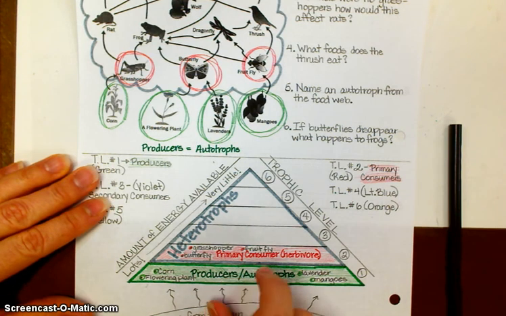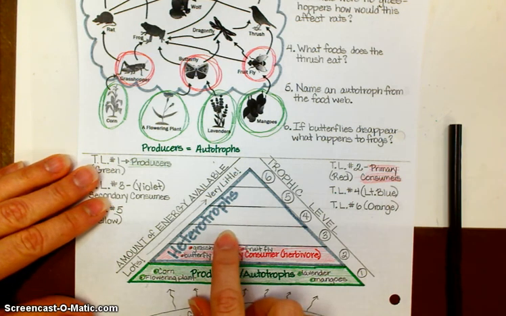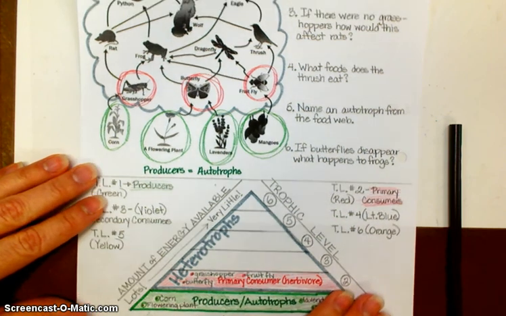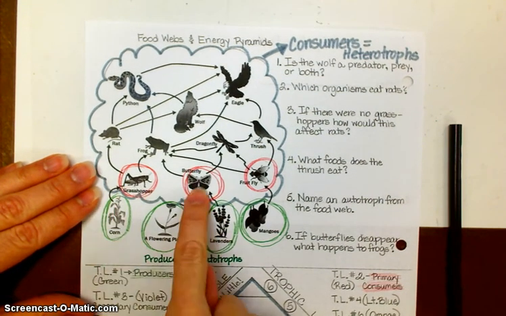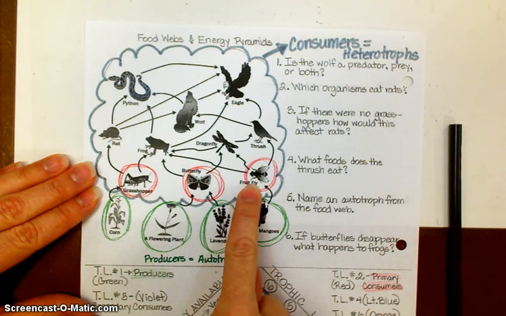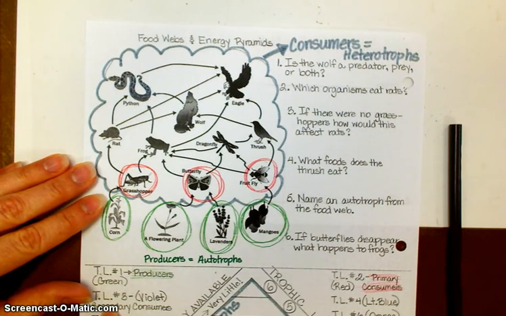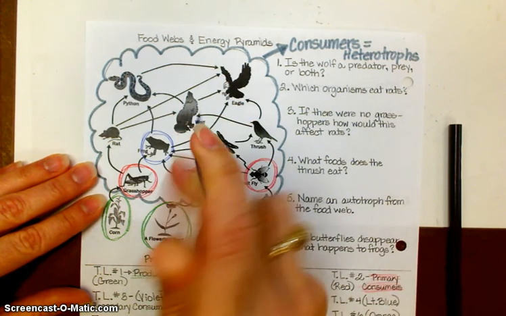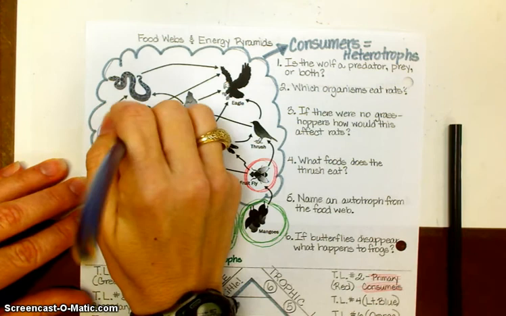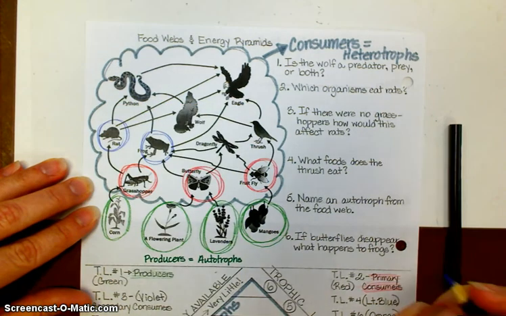Okay, so let's take another jump up to trophic level number 3. So let's kind of go back to the food web and see what eats these guys. Okay, so that would be our next trophic level. Trophic level 3, we're going to use violet. Okay, so let me find my violet. Okay, so frogs eat the grasshoppers. Rats eat the grasshoppers.